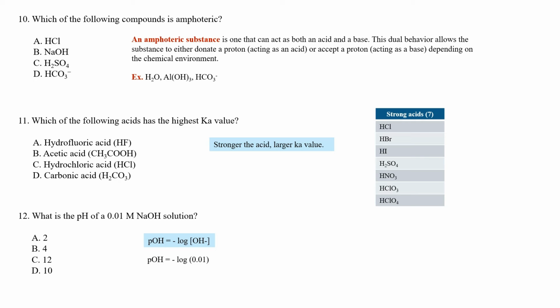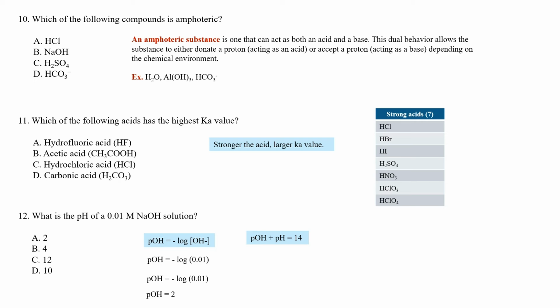So we can use this equation: pOH is equal to negative log of the OH minus concentration. So pOH is equal to negative log of 0.01, then pOH is equal to 2. But the question asks not about pOH, we need to calculate pH. How can we calculate pH?